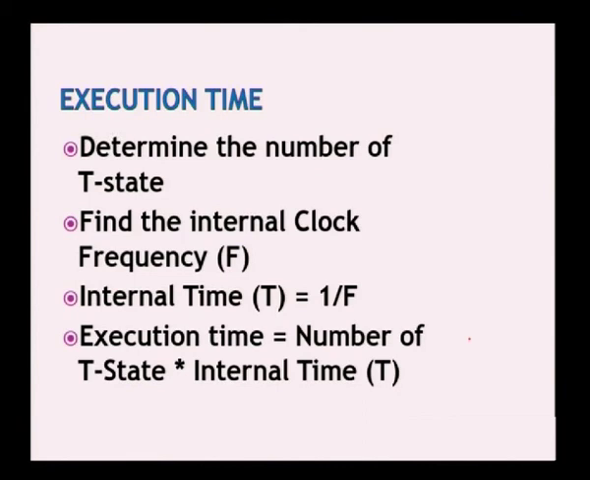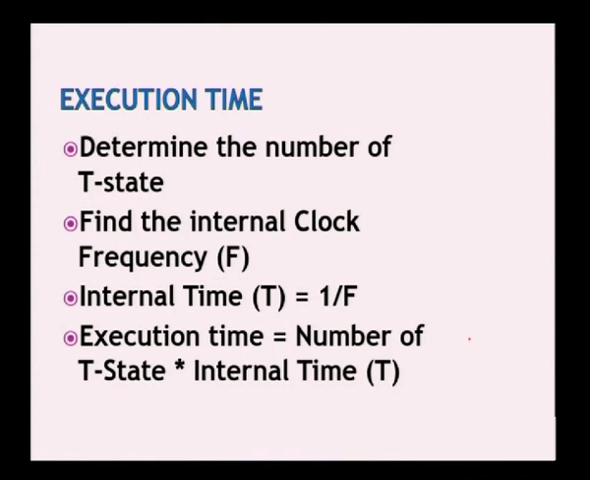For calculating the execution time, we have studied the timing diagram. Based on the timing diagram, we have to identify how many T states are required for each instruction. To calculate the execution time, we first determine the number of T states. Then we have to know the internal clock frequency, and based on it, you can calculate the time. So, the execution time is the number of T states times the internal time. For microprocessor 8085, the frequency is 3 megahertz, and 1 by f is 0.33 microseconds.